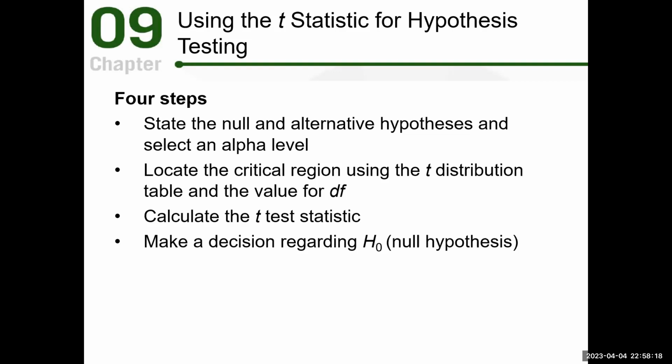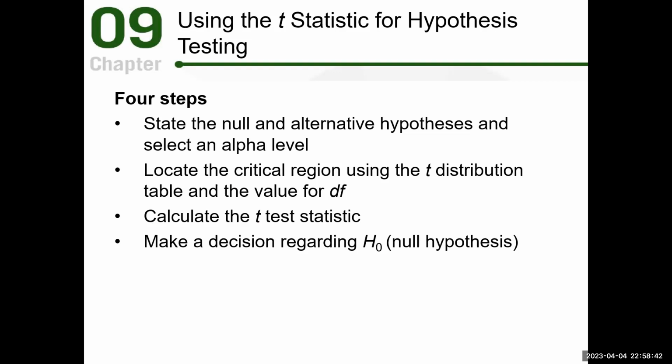Okay, once you have your alpha level, you know your alternative and your null hypothesis, you're going to set your critical region. Okay, and so we learned that t distribution table, you're going to use the column for the two-tail test. You're going to look at the row for the degree of freedom.